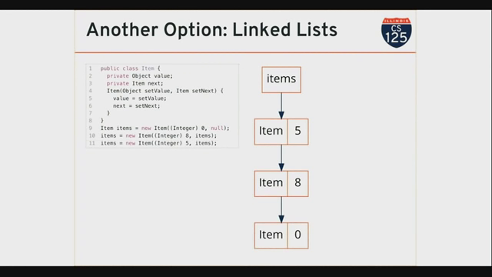Let's do that again. I'm going to do this one more time. So I am maintaining a reference called items. That reference refers to the first item in my list. That item has a reference to the next item in the list, called next. That item has a reference to the next item in the list, called next. And then that item is the end. And so its next reference is null.